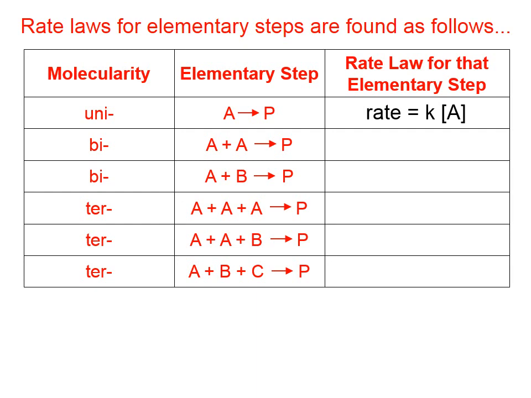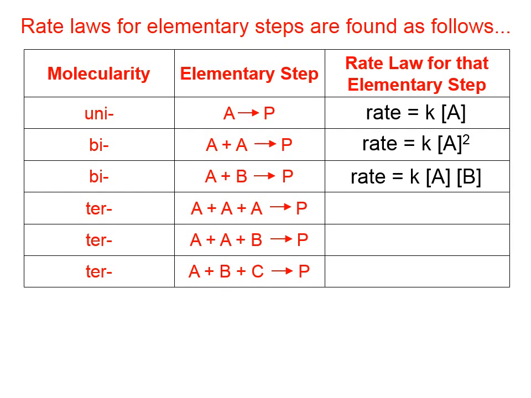Rate is equal to k times the concentration of A to the first power, and that's it. For the second one, the rate law is rate is equal to k times the concentration of A squared. For the third one, the rate law looks like that. Take a look at those rate laws and take a look at those elementary steps and see if you can see some kind of a correlation.